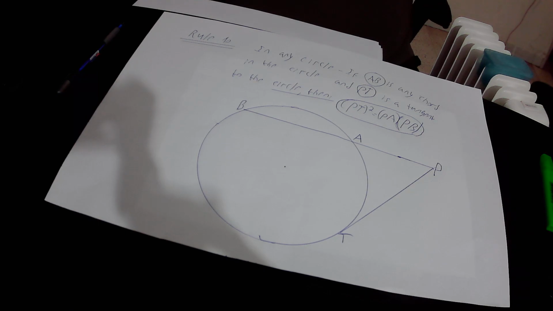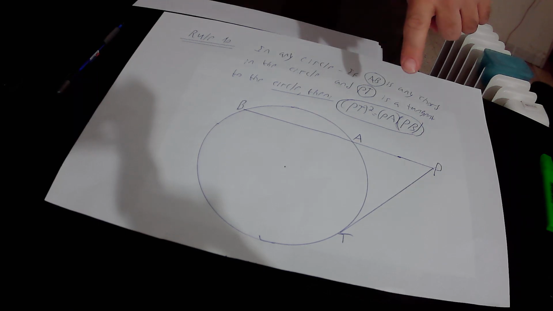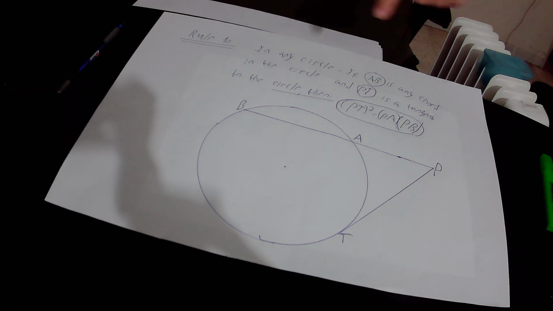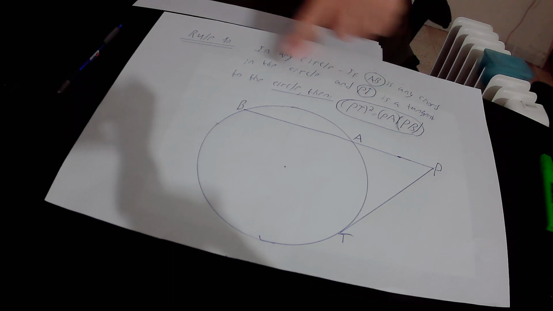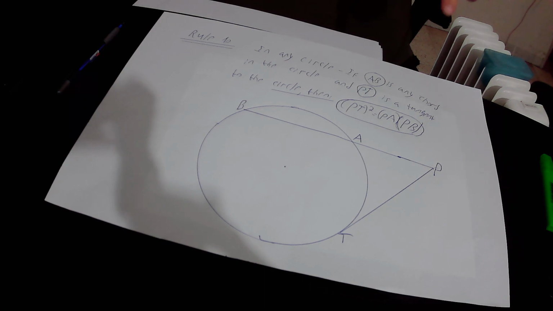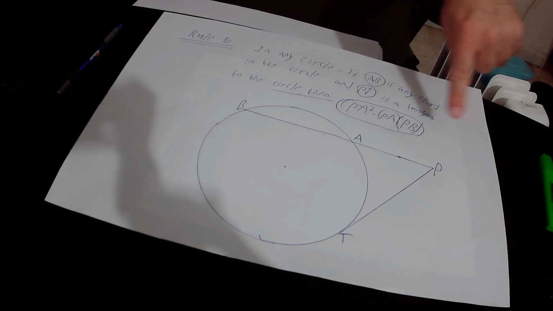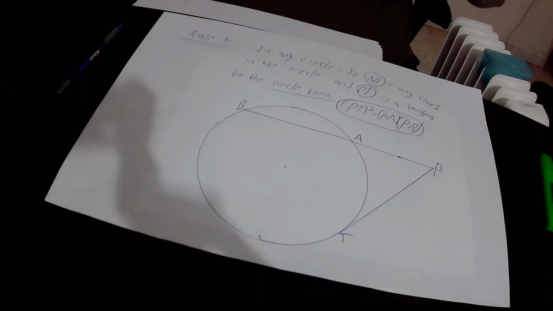So in the drawing we have tangent PT that is tangent to this circle at point T, and we have line segment PB that cuts the circle at points A and B. AB is a chord inside the circle, and according to this rule number 10, the following equation is true: PT square equals PA times PB.